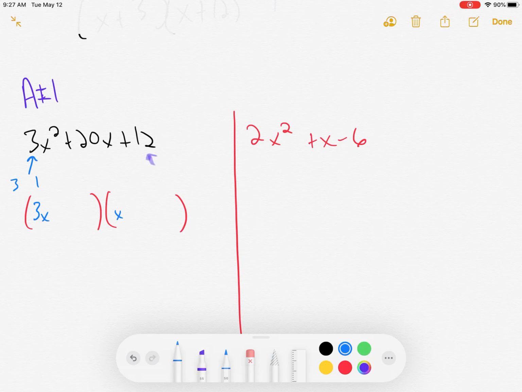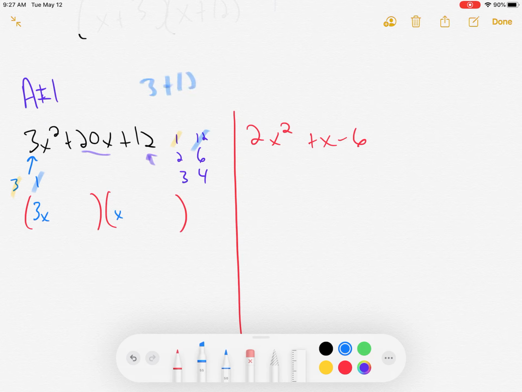Now I'm going to list out numbers that multiply to give me 12. So what numbers multiply to give you 12? 1 and 12, 2 and 6, and 3 and 4. Now I'm trying to get these numbers to add to 20 in the middle here. So I'm going to mix and match these numbers. I'm going to say, well, 3 times 1 is 3.